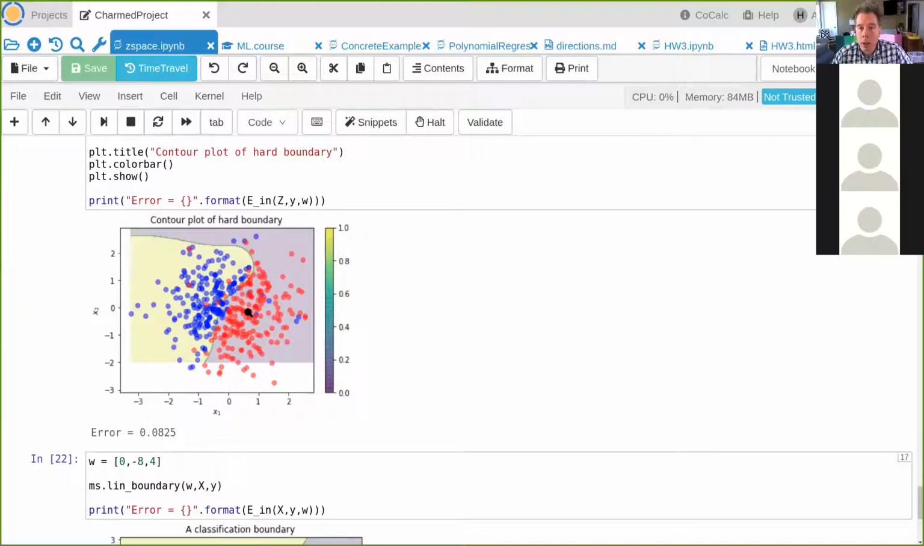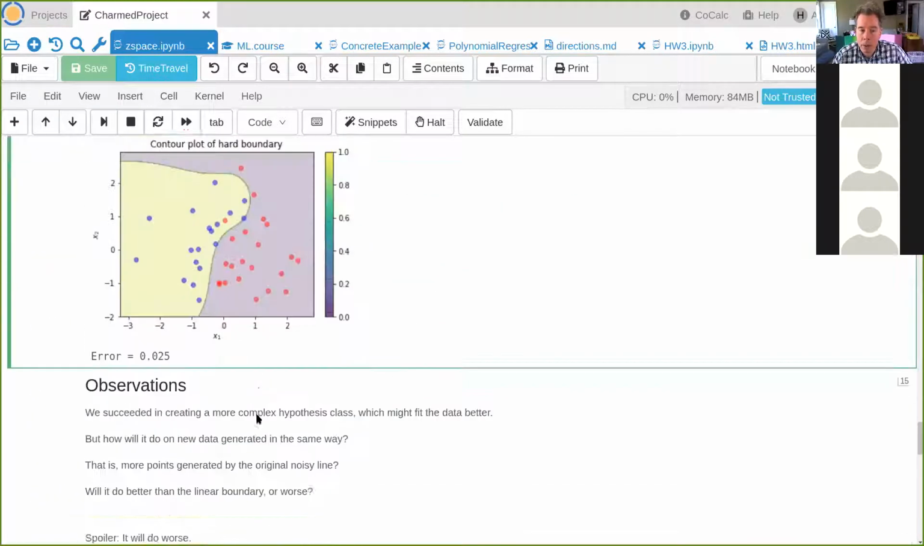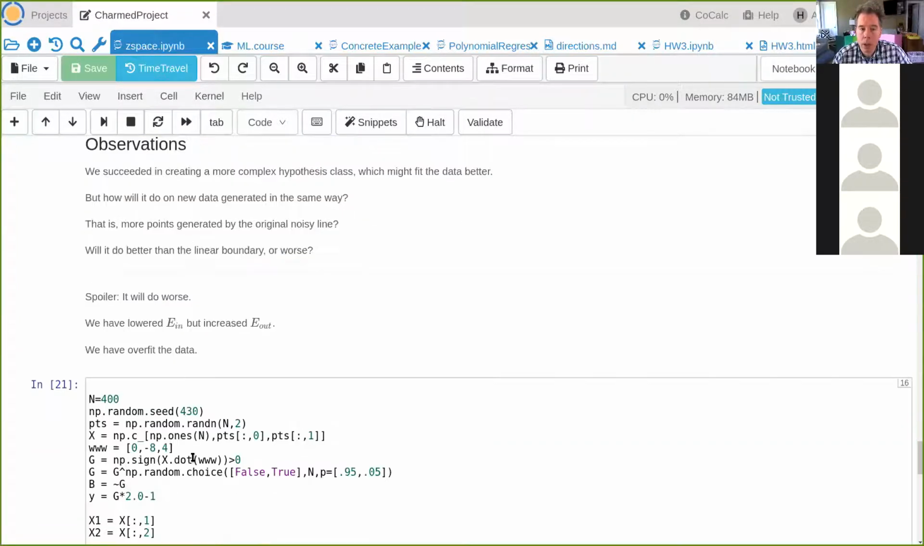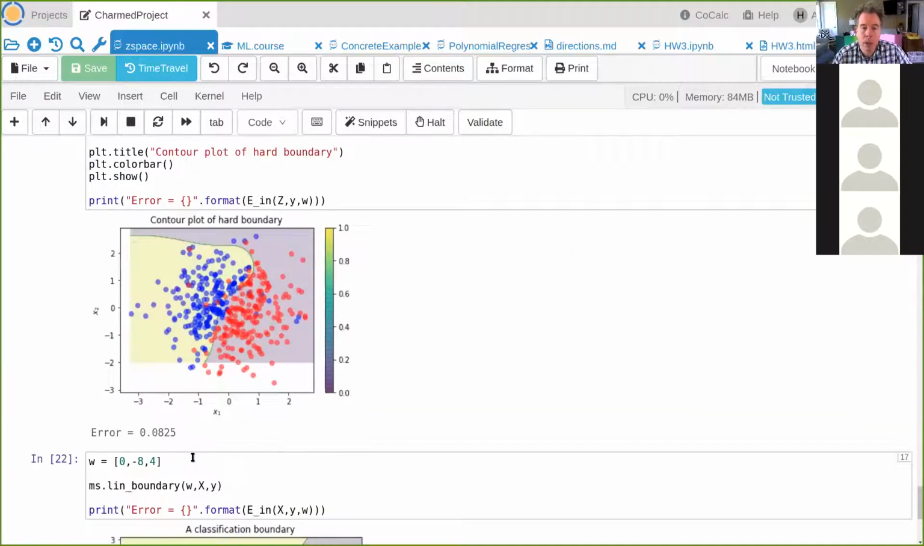And the more complicated hypothesis space did better than the simple one on the training set. It had a lower error on the training set, but then when we left the training set behind and went out into the real world, it did worse.